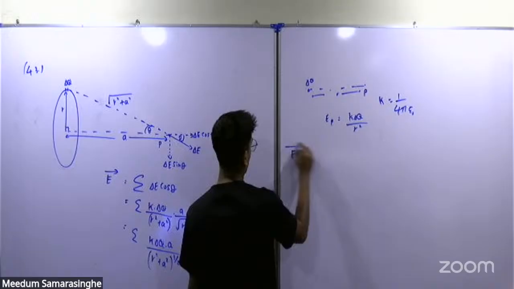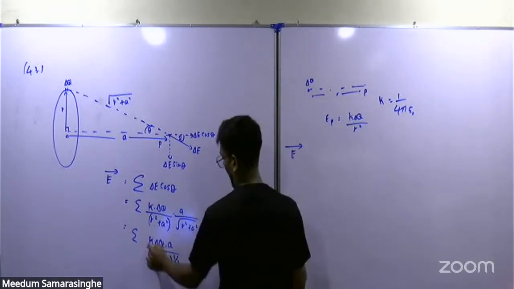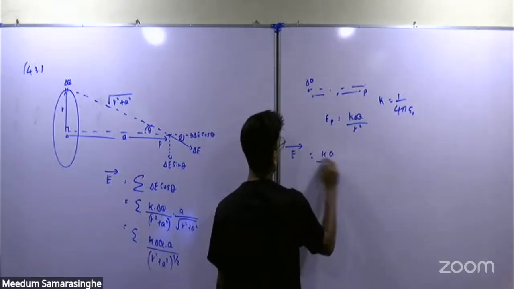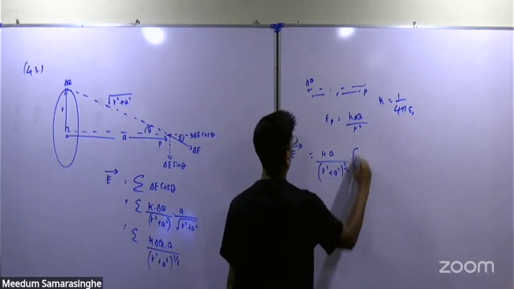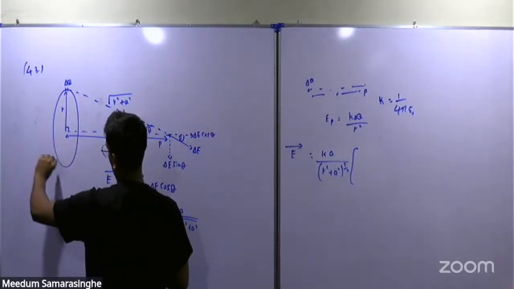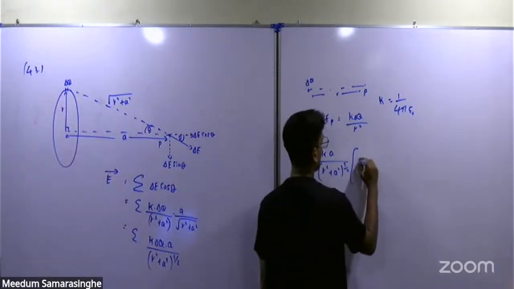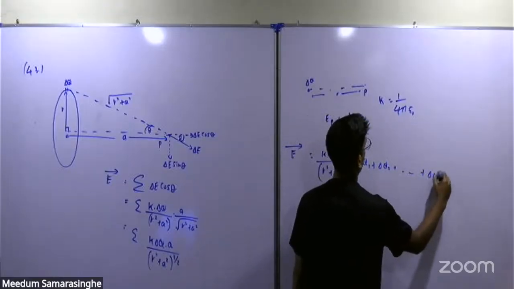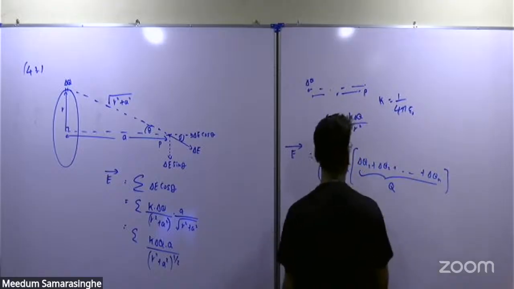So the resultant electric field should be in this direction. You need to take the addition. K is a constant, A is a constant, this term is a constant. You can take out K A over R square plus A square to the power 3 over 2. Now you have delta Q1, delta Q2. You need to take the addition throughout this conducting ring. So you have delta Q1 plus delta Q2 up to delta Qn. When you take the addition, the sum is the total charge Q.